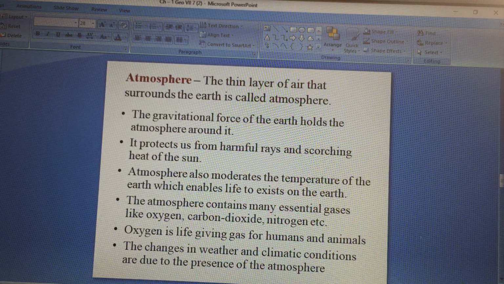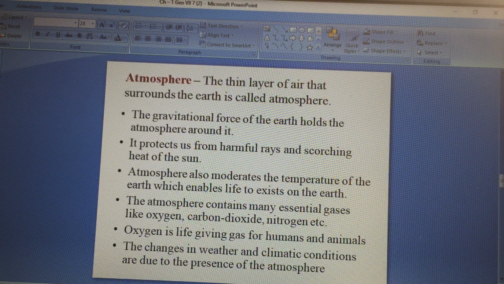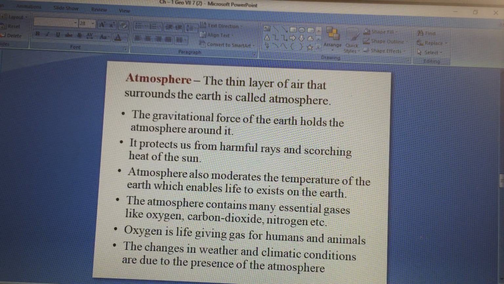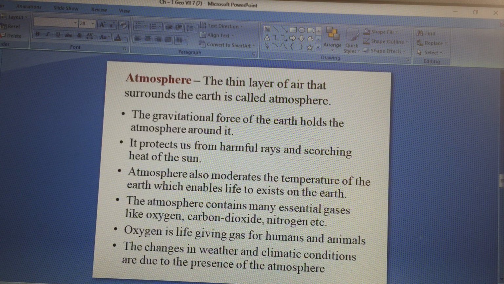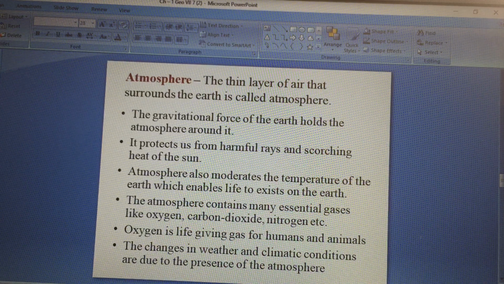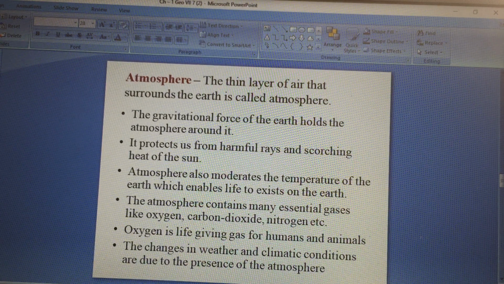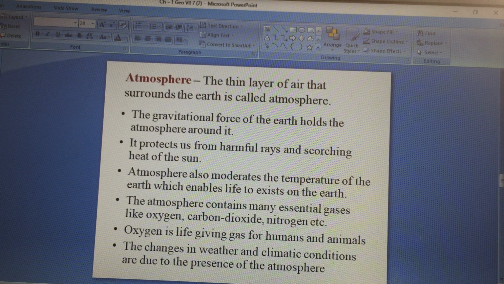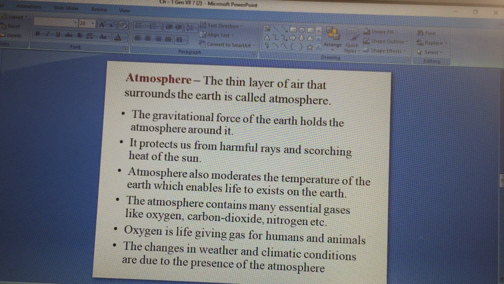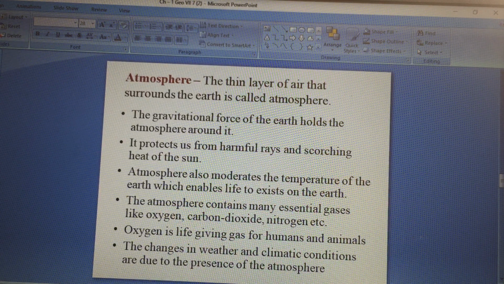Atmosphere contains many essential gases like oxygen, carbon dioxide, and nitrogen. All these important gases are present in atmosphere only. And we all know oxygen is a life-giving gas for humans and animals. We human beings survive on oxygen, as well as animals. So this oxygen is also present in atmosphere.